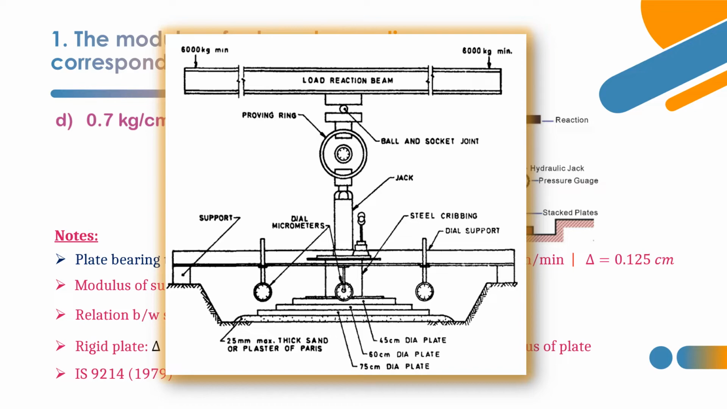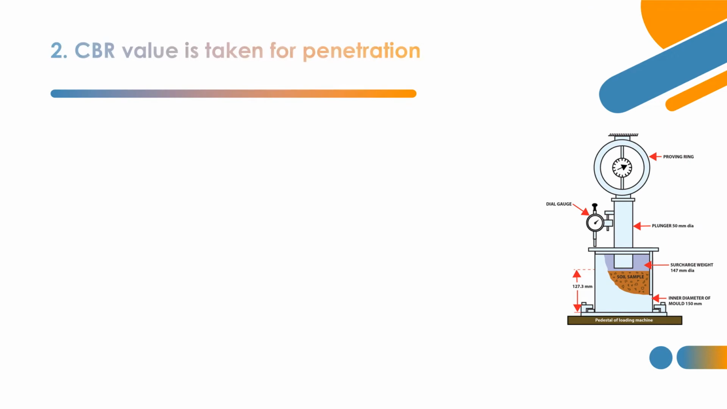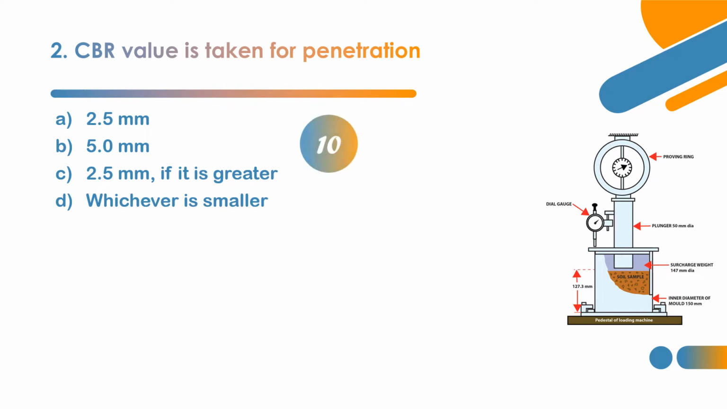Now we shall move on to the next one. This question is based on California bearing ratio. Here they have given the question as: CBR value is taken for penetration value 2.5 mm or 5 mm, or 2.5 mm only if it is greater, or whichever is smaller. So what is the CBR value we have to take? That is the question. For which penetration value the CBR value has to be taken or adopted.